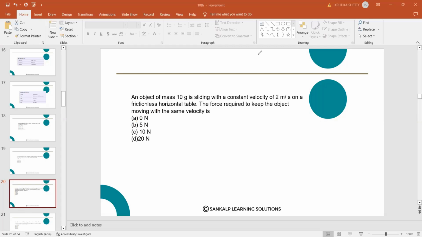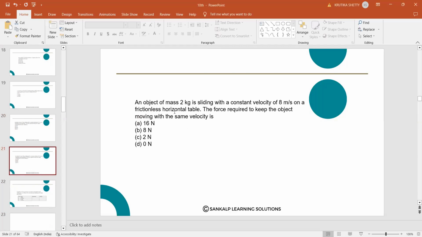So this is a little tricky question. Then our next question is, an object of mass 2 kg is sliding. Yes, this is almost the same question, but the velocity is changed. An object of mass 2 kg is sliding with a constant velocity of 8 meter per second on a frictionless horizontal table. The force required, again, is 0 Newton.